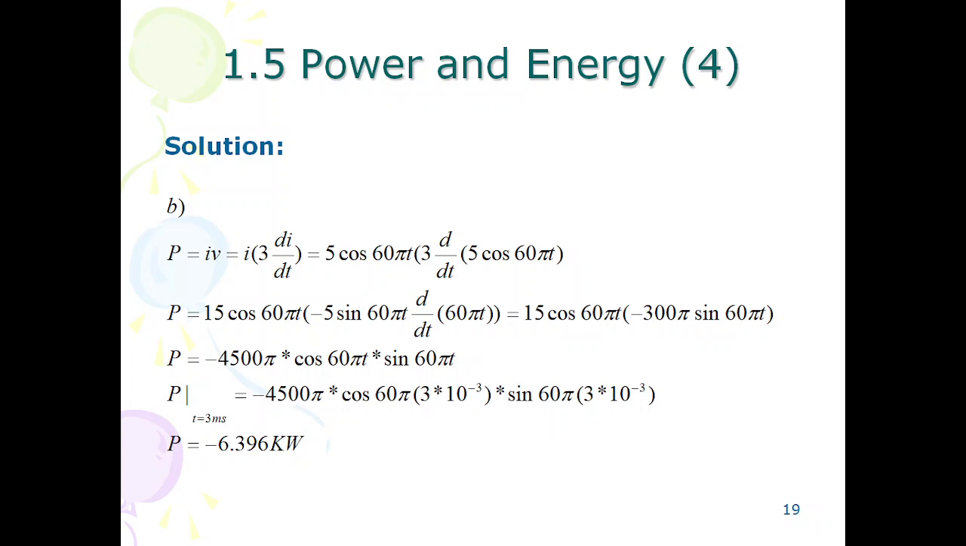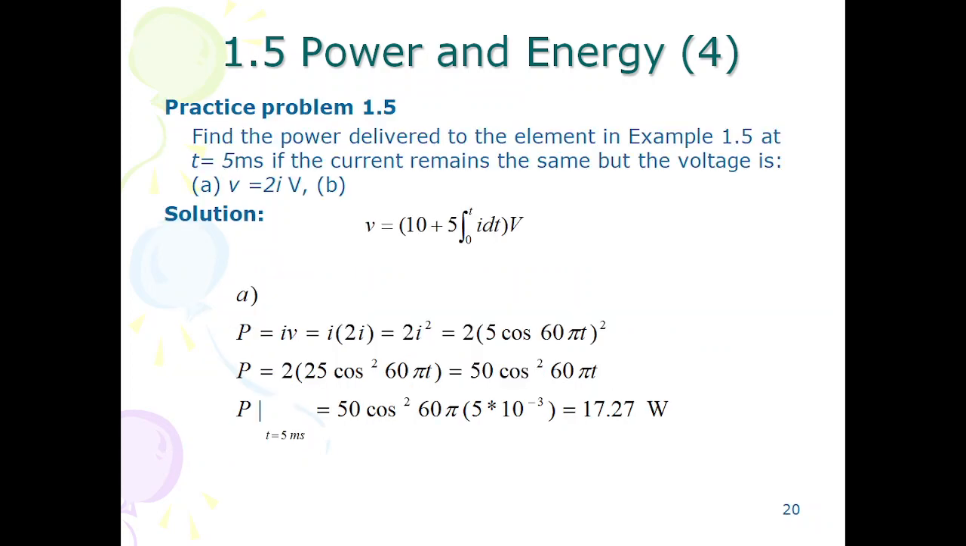Then we have to find the power at t equal to 3 millisecond. Substitute the value of t, 3 millisecond, in the above equation. The answer is minus 6.396 kilowatt.